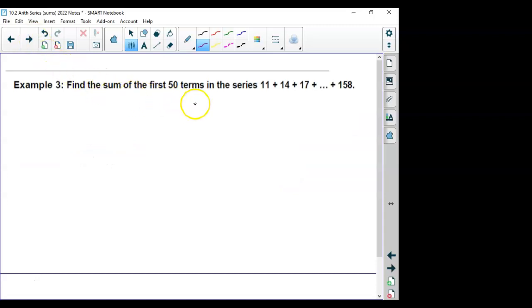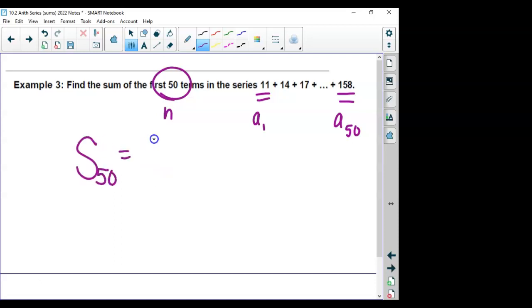All right, so find the sum of the first 50 terms here. This one is kind of a gift because they've given us the first term and the 50th term. So this is a sub 1, this is a sub 50, and they've told us we're finding the sum of the first 50 terms. So this is n. So we're going to use the sum of the first 50 terms is the number of terms we're adding up, divided by 2 times the first term plus the 50th term, okay?